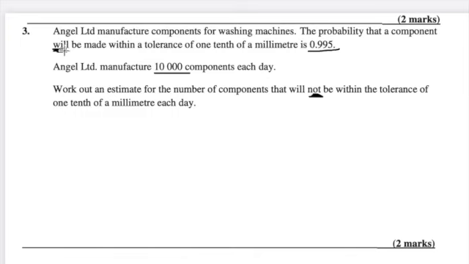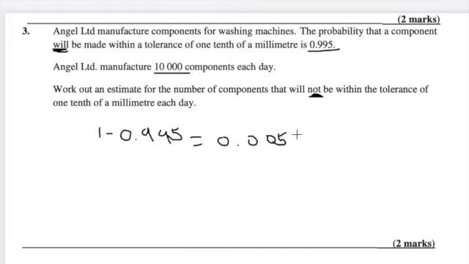So remember, all probabilities have to add up to 1. In the question, it's given you what it will be. So it will be within tolerance of 1/10 is 0.995. So you need to find out that it will not, because the question is asking what it will not. So you do 1 minus the probability that it will happen to find the probability that it won't happen. This is because probability is out of 1. So if it's 0.995 likelihood that it will happen, it'll be 0.005 that it won't happen, because it's the leftover amount. So it either will or it won't.